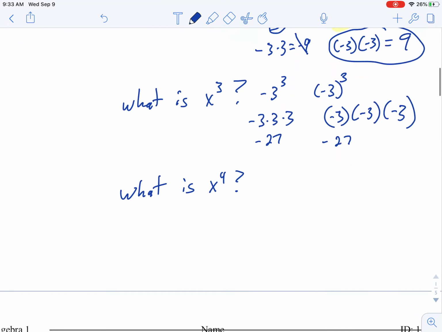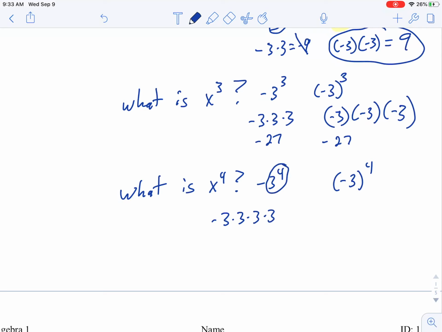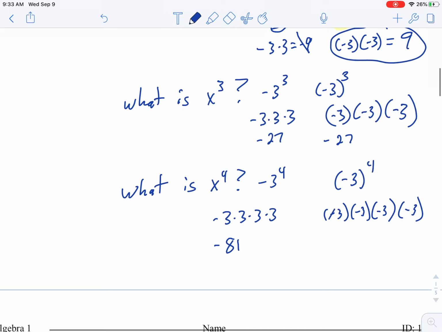And then you look at x to the fourth to beat a dead horse. Negative 3 to the fourth versus parentheses negative 3 to the fourth. This one is negative 3 times 3 times 3 times 3. There are 4 3's, one negative sign. This works out to be negative 81. The other one is negative 3, so there's going to be 4 negatives and 4 3's. Remember, every time you multiply two negatives together, it makes a positive. So these two will cancel out, make a positive. Those two will cancel out, make a positive. You get positive 81, which is the right answer.